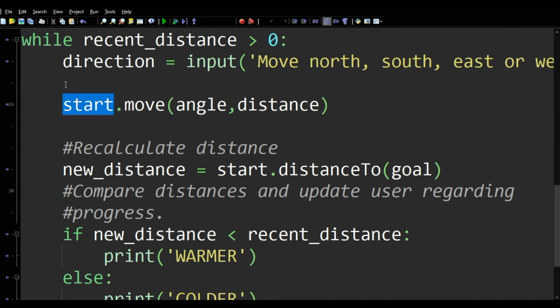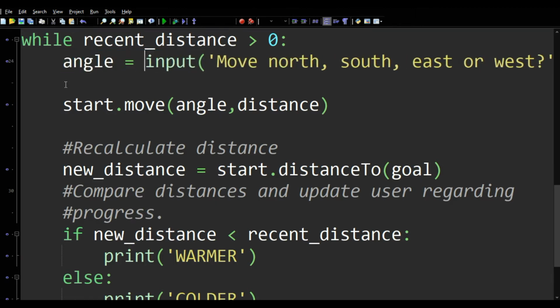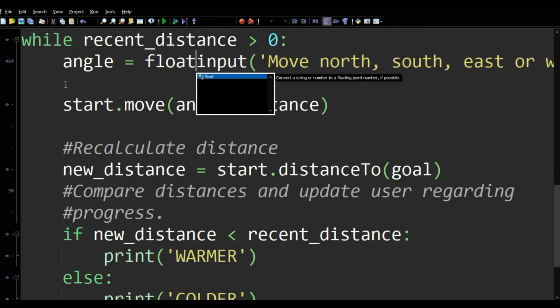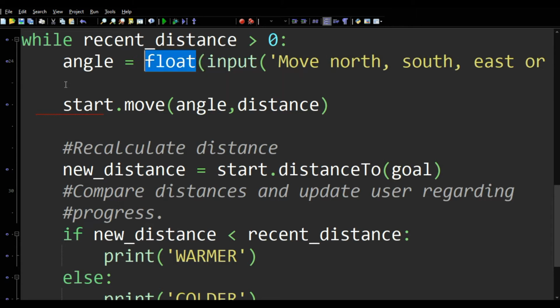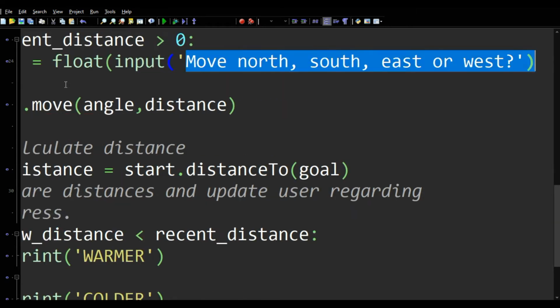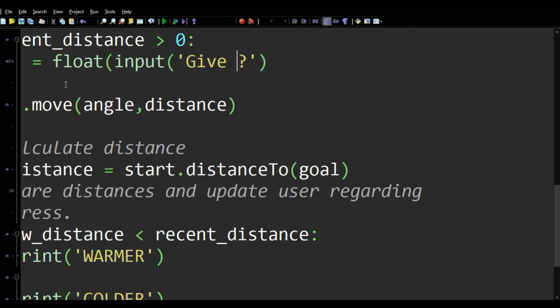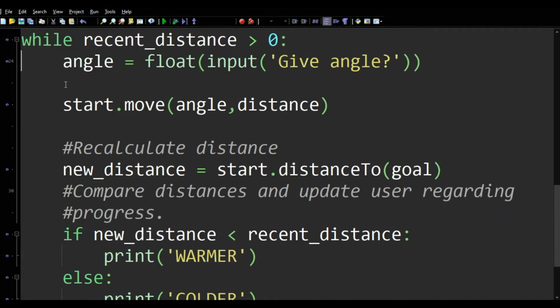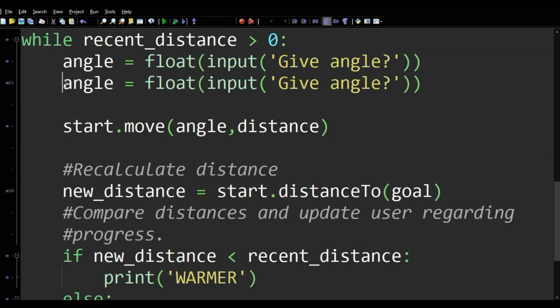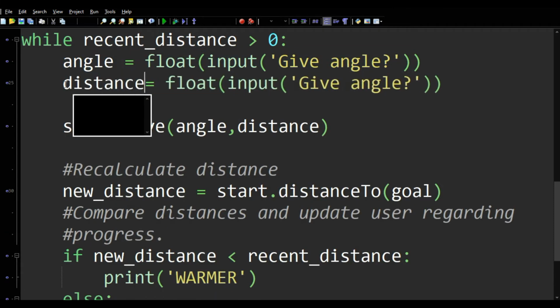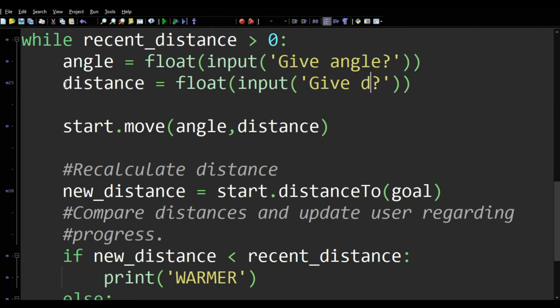I could move my goal, but like I said before, I want to move the start and keep the goal in a particular location. So let's ask the user for an angle, and probably they might give it as a decimal, I don't know, so I'm going to convert it to a float. So I'm going to just say give angle and assume they know what that means. And I'm going to do a very similar thing for the distance. I'm going to say distance equals give distance.